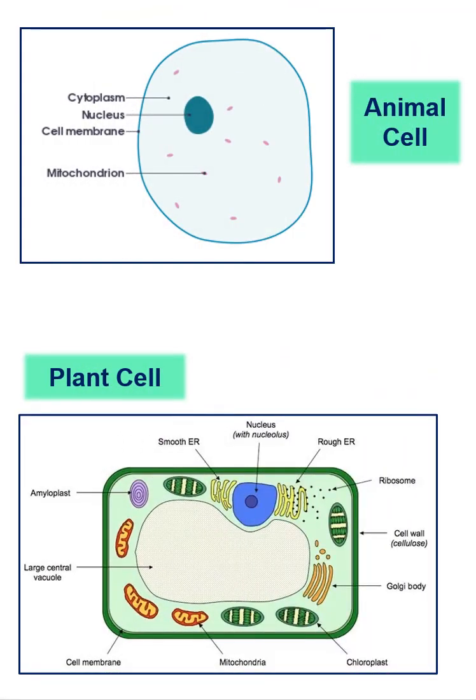So these are the diagrams of the animal cell and the plant cell. Animal cells have the nucleus, which contains the genetic material, the cell membrane, ribosomes, cytoplasm and mitochondria. Plant cells have all of these things along with a cell wall, vacuole and chloroplasts as well.